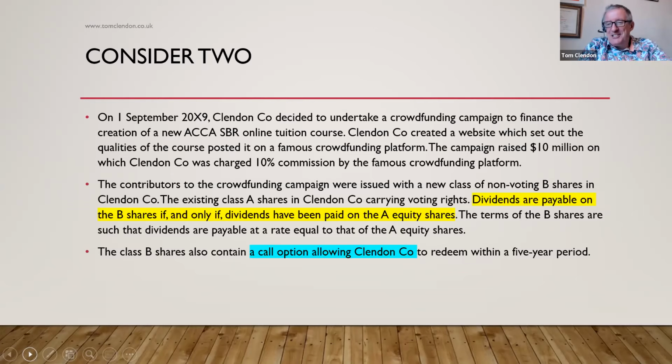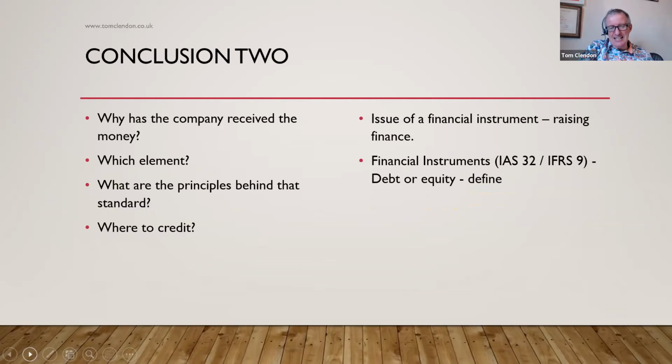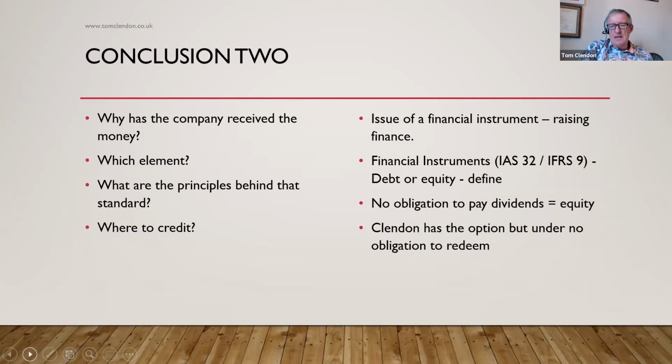Now, I'm hoping the slides that we're about to see will validate the explanation. So the issue is about raising finance. It is about debt or equity. There is no obligation to pay a dividend. That implies it's equity. Although there is an option, there's no obligation to redeem. So the conclusion is equity. Forgive me for not writing it out, but I've talked my way through it. That's a bit of an answer plan, and you can see how that could easily be a 5-mark exercise.